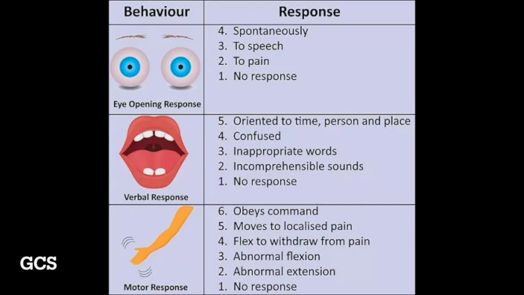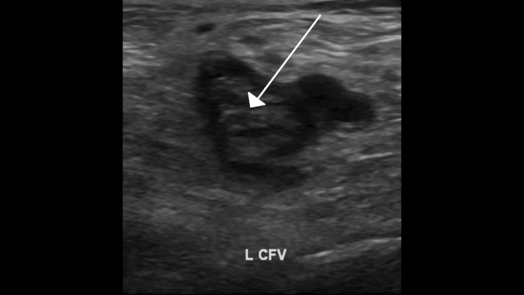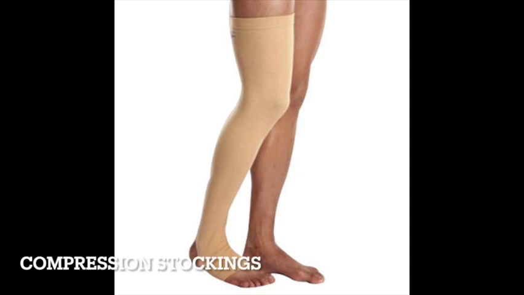Coming to disability, GCS should be assessed. Calf Doppler to rule out DVT should be done, and low molecular weight heparin to be started if not contraindicated, along with compression stockings.